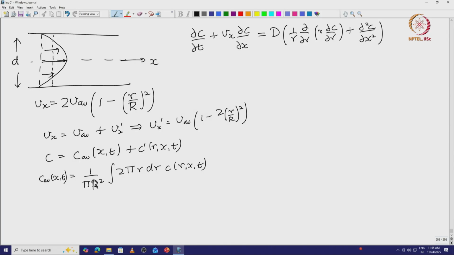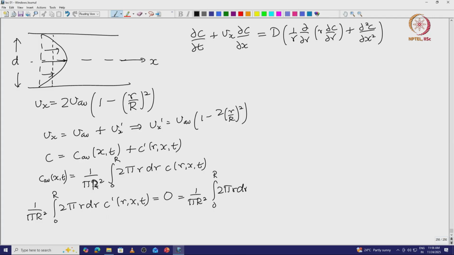What this also implies is that the cross section average of both Vx prime and C prime is equal to 0. That is 1 over pi r square integral 0 to r, 2 pi r dr into C prime of r, x and t, which is C minus C average. When I integrate C, I get C average. Therefore, when I integrate C minus C average, this has to be equal to 0, which is also equal to the cross section average of the velocity, integral 0 to r, divided by the area, 2 pi r dr into Vx prime. Both of these are equal to 0.